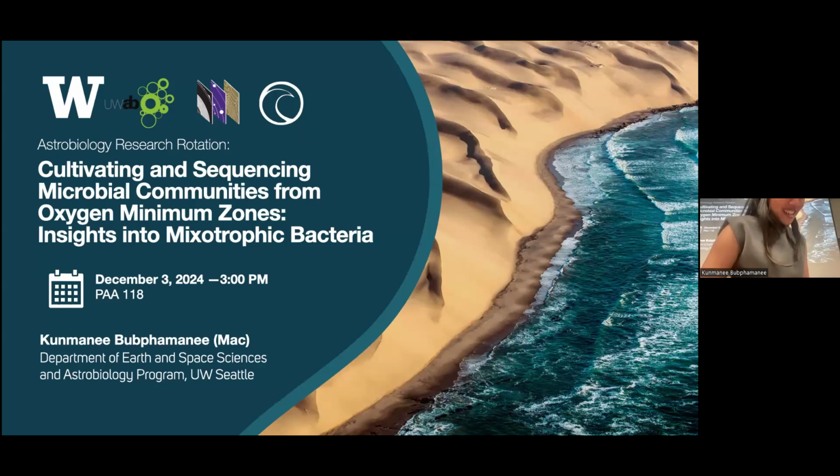All right. So hi, my name is Kunmanee Buphamanee, but I go by Mac. Today I'm really excited to share my summer research rotation at UW School of Oceanography with Professor Robert Morris. Basically, what I worked on during the summer was cultivating and sequencing microbial communities from oxygen minimum zones and sharing some insights about the mixotrophic isotope.